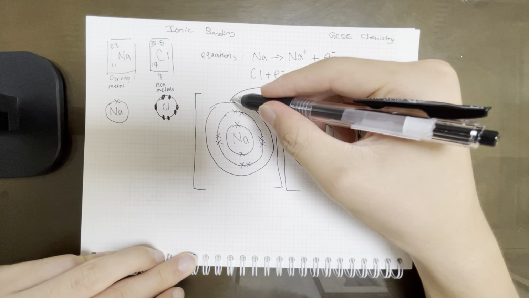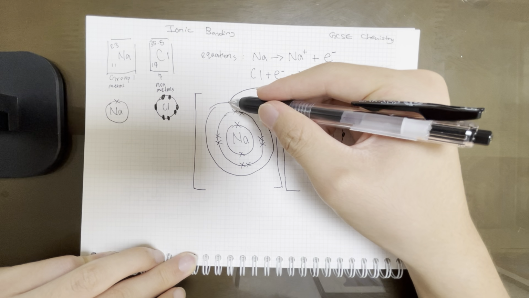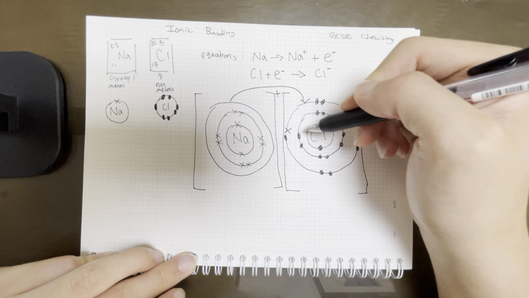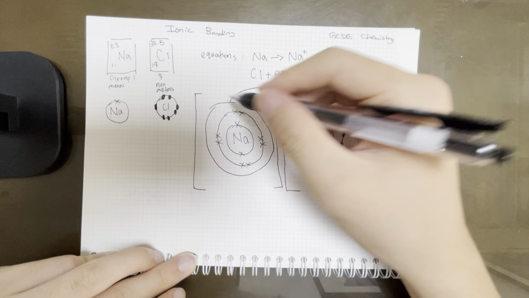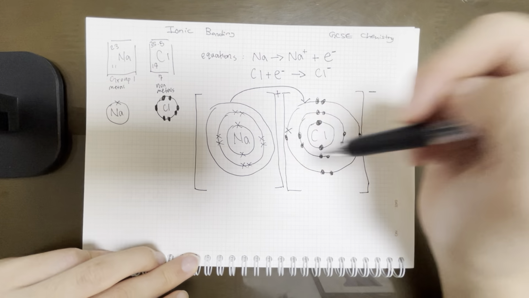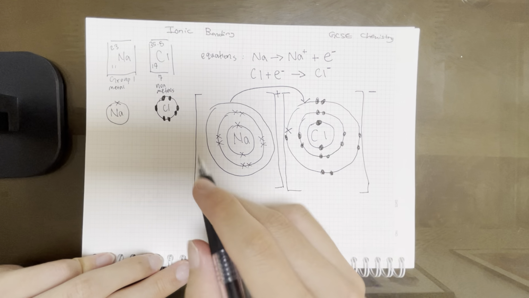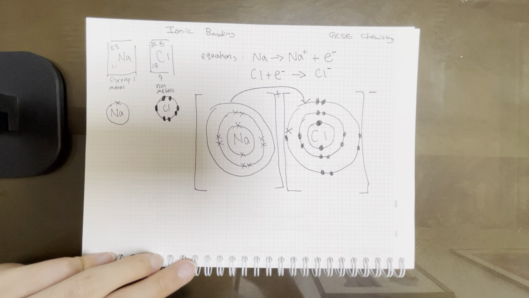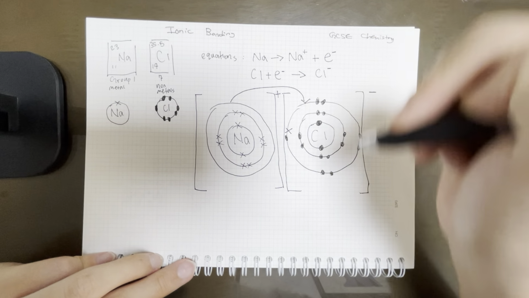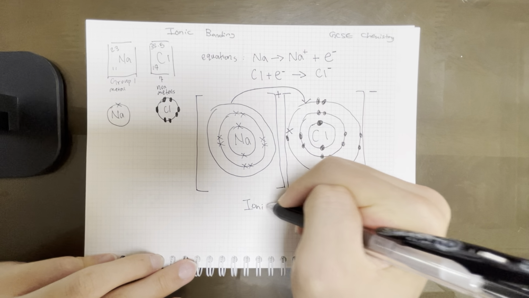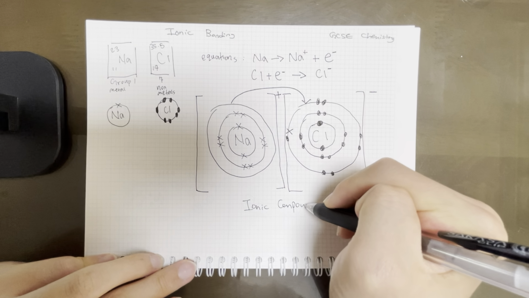And this arrow shows the movement of electrons. So sodium's outermost valence electron went to chlorine, so that these could both have a full outer shell of electrons. Now this is the movement of electrons. And these are now attracted to each other, and so they are now called an ionic compound.